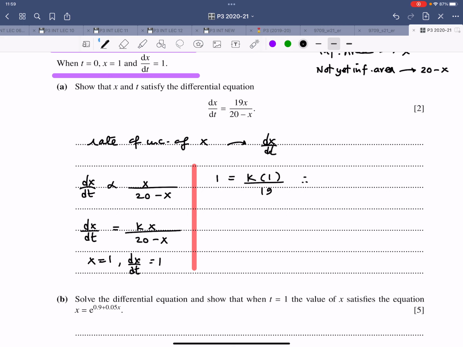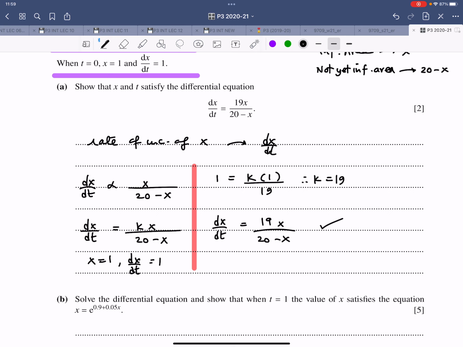Therefore, k comes out to be 19. So therefore, dx by dt equals, instead of k, you are writing 19: 19x over 20 minus x, and it's quite easily done for 2 marks. It was more than 2 marks.